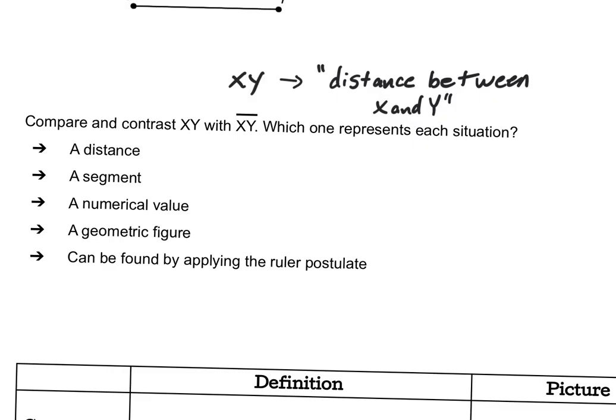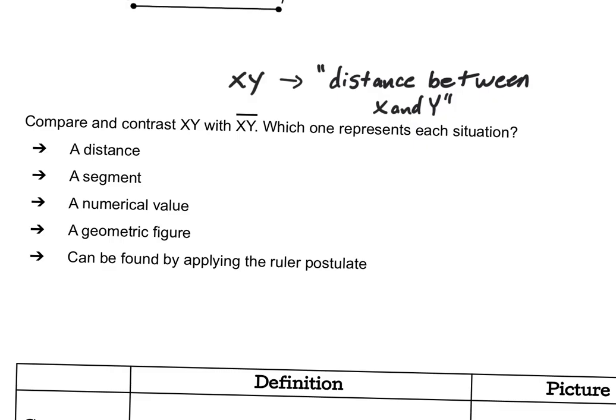So now we've seen it with arrows. We've seen a line. We've seen a segment. We've seen a ray. We've seen all these different things. Each one has a different symbol. XY with no symbol above it means something completely different. It's not a segment. It's not a ray. It's not a line. It's distance between X and Y.